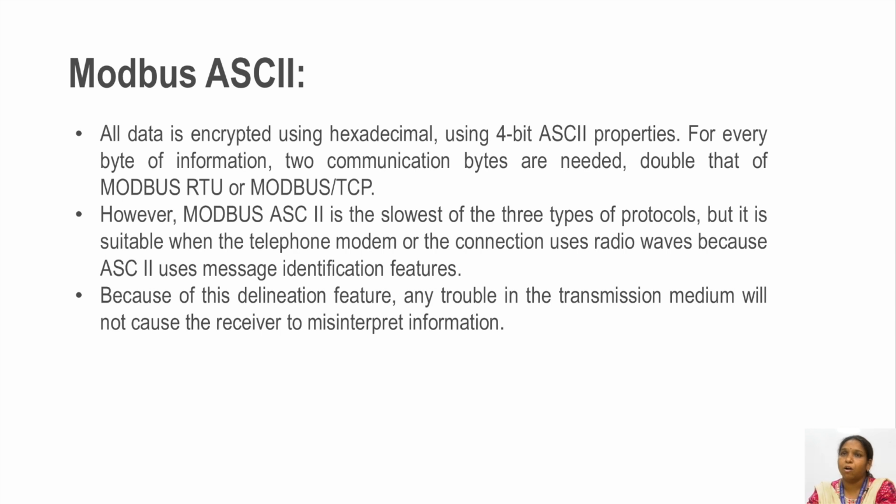Modbus ASCII. All data is encoded in hexadecimal using 4-bit ASCII characters. For every byte of information, 2 communication bytes are needed, double that of Modbus RTU or Modbus TCP. Modbus ASCII is therefore the slowest of the three protocols, but it is suitable when a telephone modem or radio waves are used for the connection, because ASCII uses message delineation features. Because of this delineation feature, any trouble in the transmission medium will not cause the receiver to misinterpret information.